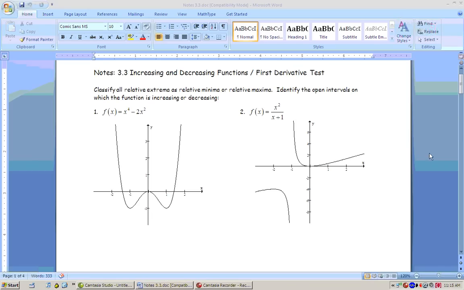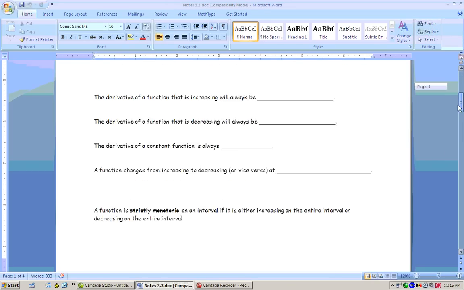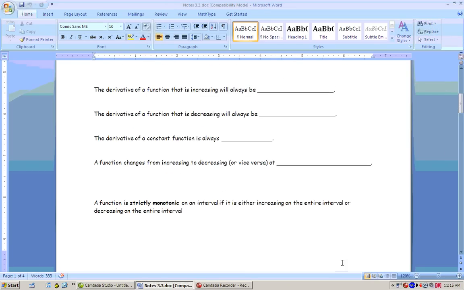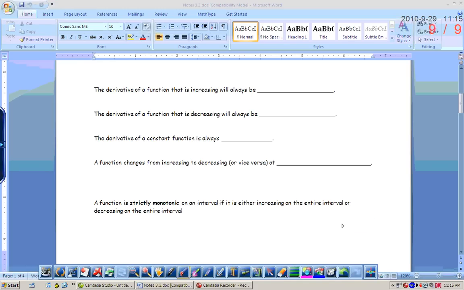Okay, now unfortunately, on the AP exam, they're not just going to ask you to identify where the function's increasing and decreasing from a graph. That would be way too easy. We've talked about this some. The derivative of a function that is increasing will always be what? Positive. Good. If your function is increasing, then its slope is positive. And the derivative of a function that's decreasing will always be negative.